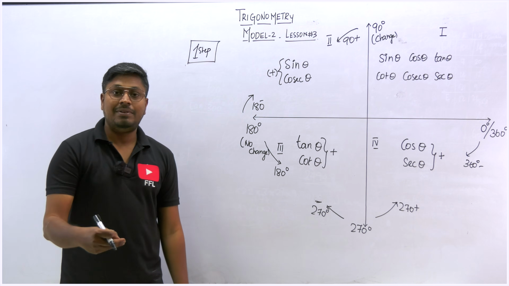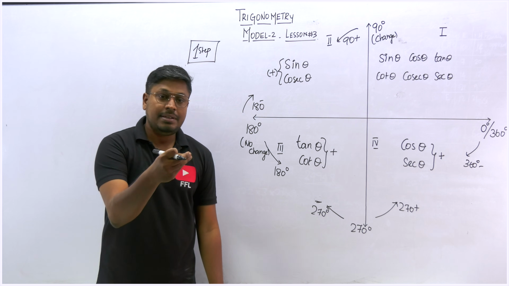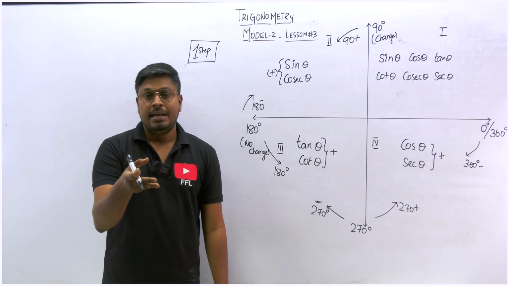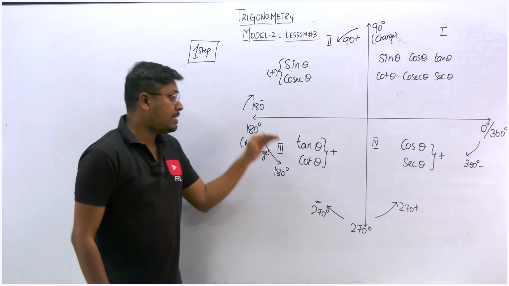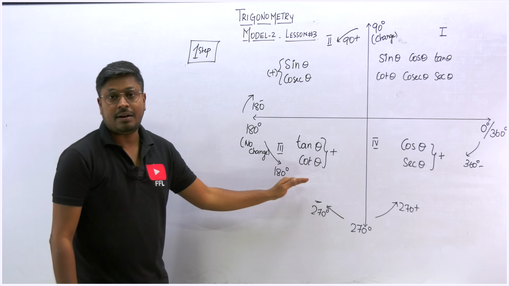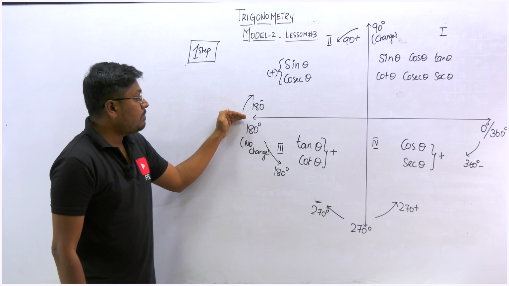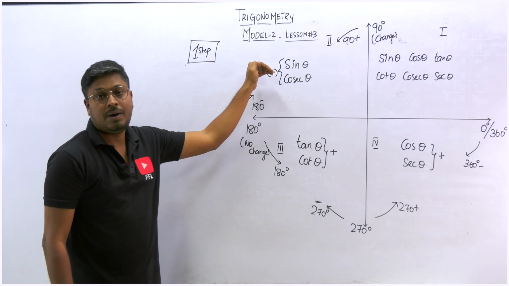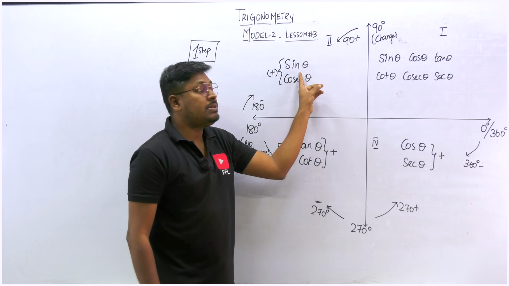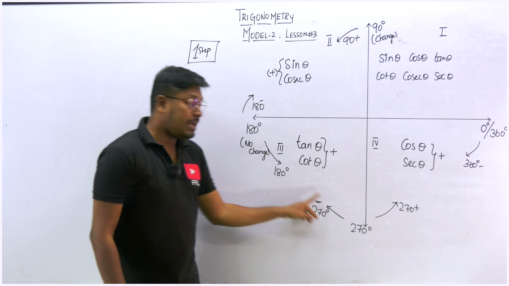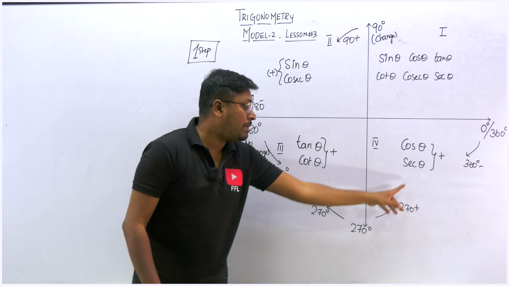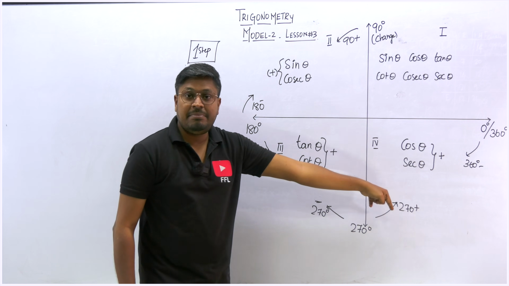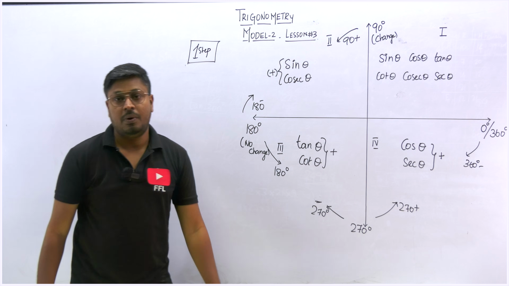And finally, on seeing a question, you have to decide which quadrant it lies in. If it is 180 plus, that is the third quadrant. 180 minus will be the second quadrant. 90 plus will be this quadrant. 270 minus is the third quadrant. 270 plus is the fourth quadrant. 360 minus will be the fourth quadrant.